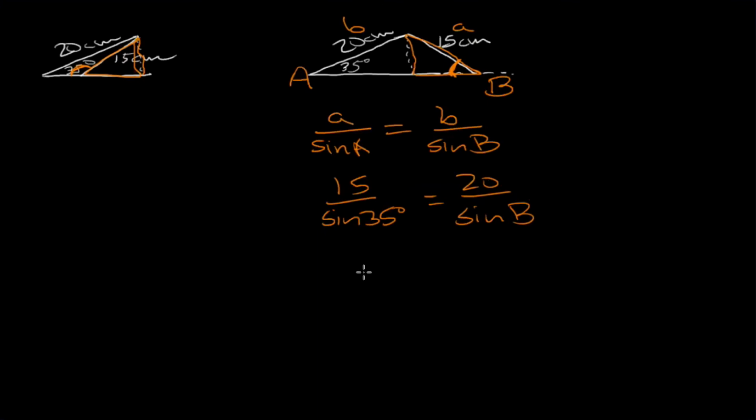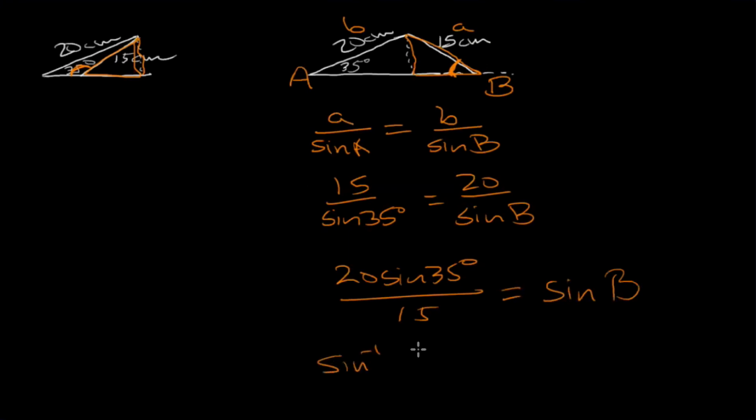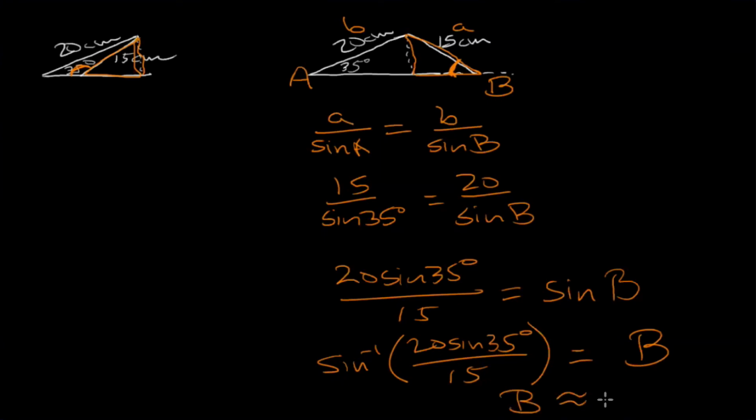Then we can solve for angle B. If I cross multiply and divide, that'd be 20 sine of 35 over 15 is the sine of B. And then if I take the inverse sine of both sides, I can find out what one of the possibilities is for angle B. If I go to my handy dandy calculator, and you can double check my work here, I got approximately 49.89 degrees.